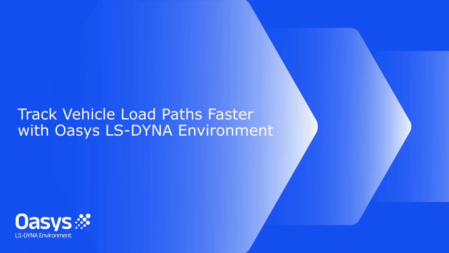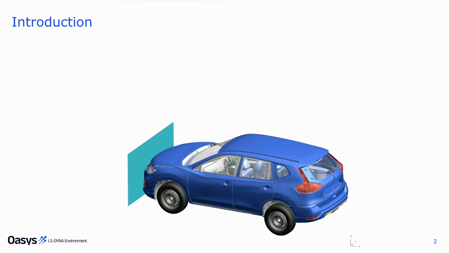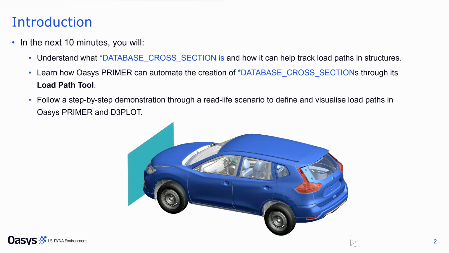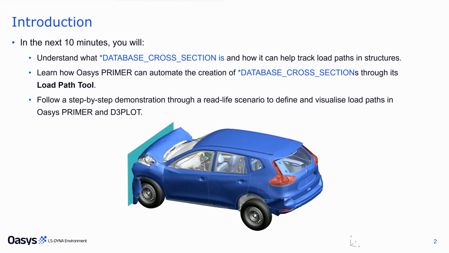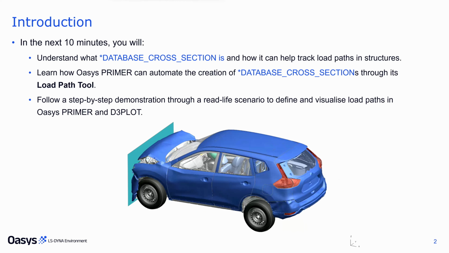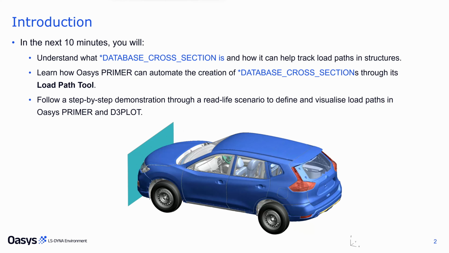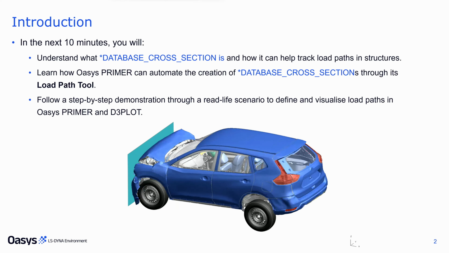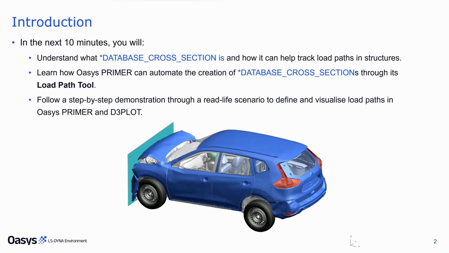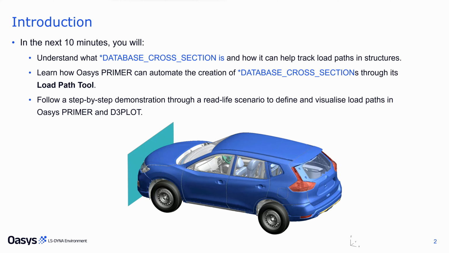In the automotive industry, optimizing crashworthiness relies entirely on understanding how energy travels through a vehicle structure. In this video, we'll look at how the star database cross-section card in LS-DYNA helps us track load paths in our structures, and demonstrate how Oasys PRIMER automates this using its load path tool to streamline your modeling workflow and provide a seamless connection to Oasys D3PLOT for post-processing of your results.